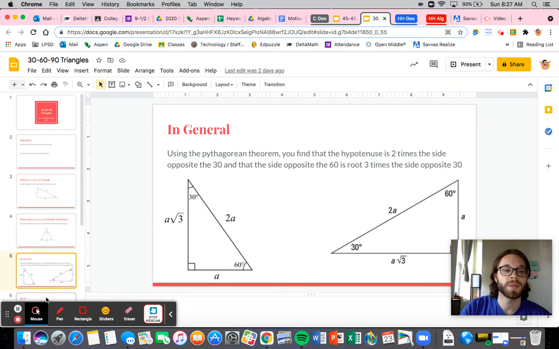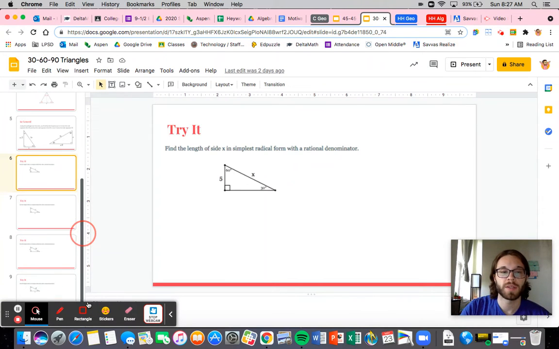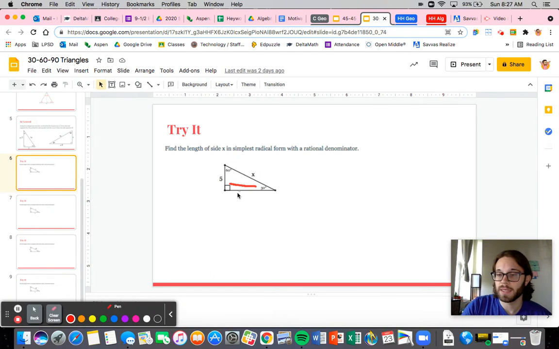All right, so let's do some practice with this. There's really nothing else to it, it's just practicing with this. So here we have the side opposite the 30, so that's good. That's essentially our A, or our X, if you will. So I'll say A is equal to 5. We know over here the hypotenuse is double the side opposite the 30. So that means this is double 5, which is just 10. That's it. That's all there is to that one. Just 10.